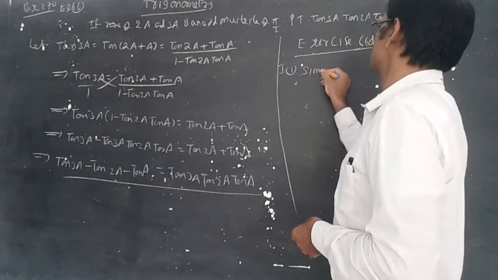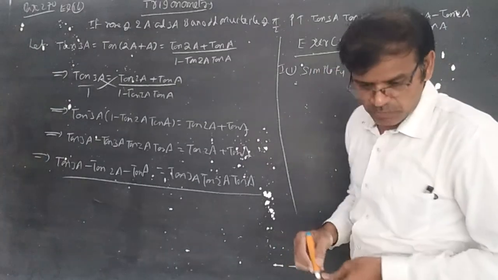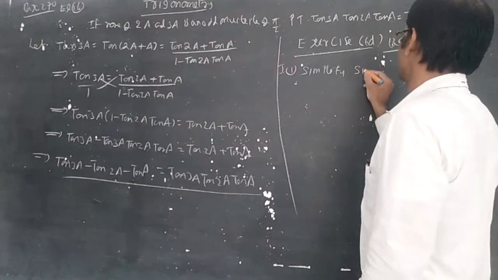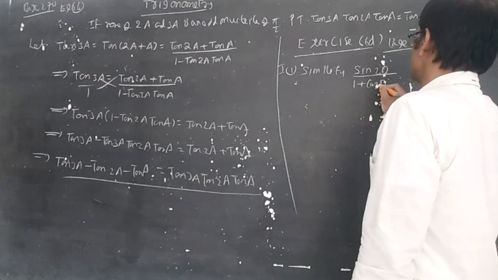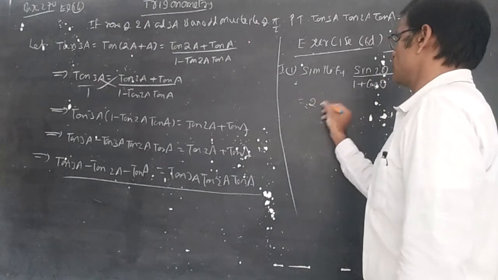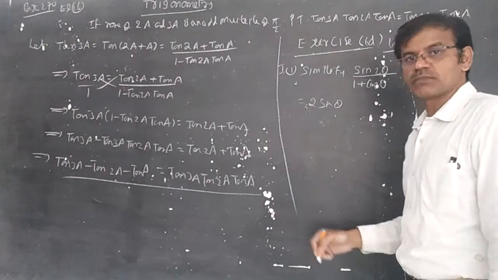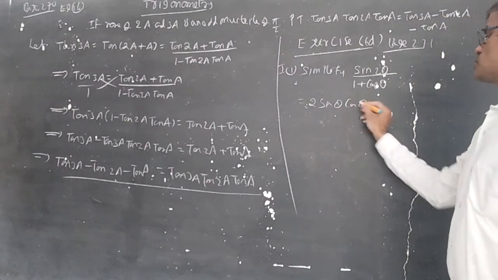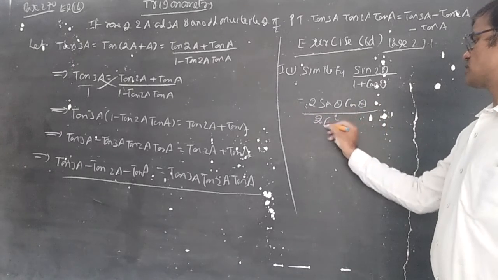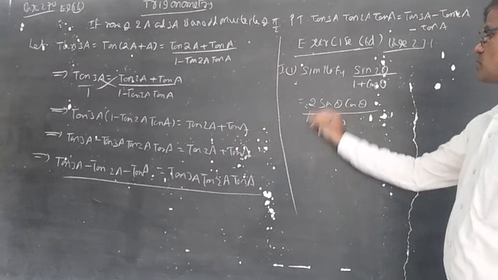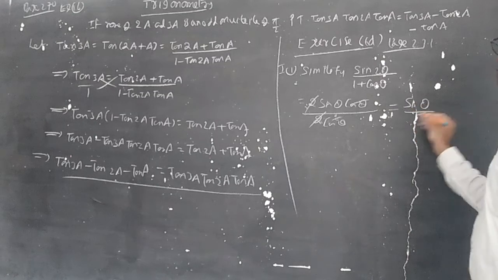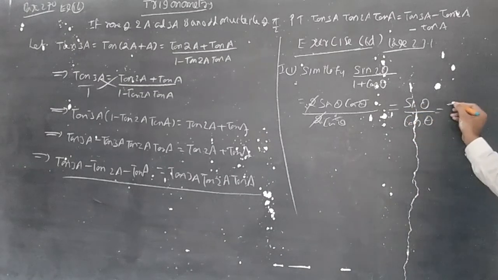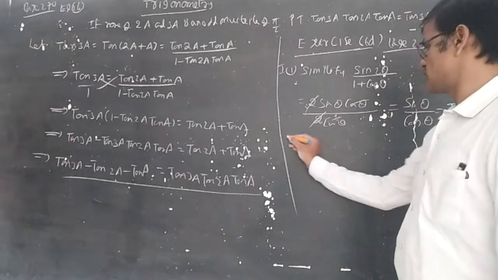Simplify. The concept is simplify: sin 2 theta by 1 plus cos 2 theta. Of course, you can do it as homework. If you know the formulas properly, you can do the sum. Sin 2 theta formula 2 sin theta cos theta, by 1 plus cos 2 theta formula 2 cos square theta. 2 gets cancelled, cos square gets cancelled. Simply we got sin theta by cos theta. Everyone knows that fundamental formula: sin theta by cos theta is equal to tan theta.